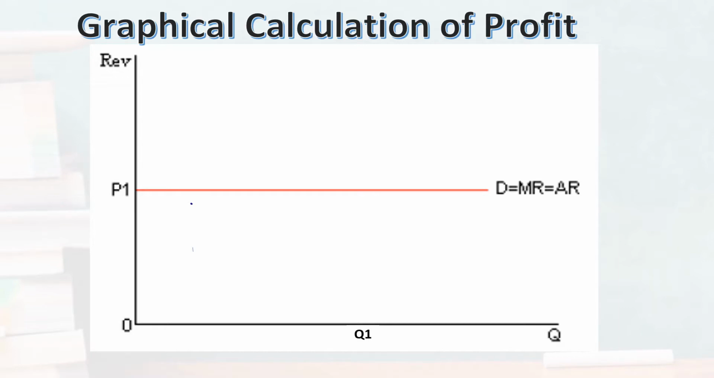So here in this diagram we are measuring quantity on the x-axis and revenues, costs and prices on the y-axis. And you can see that as the firm under perfect competition is a price taker, price is given at P1, and this demand curve which is defined by this price is also giving you the information about the marginal revenue and average revenue for this individual firm.